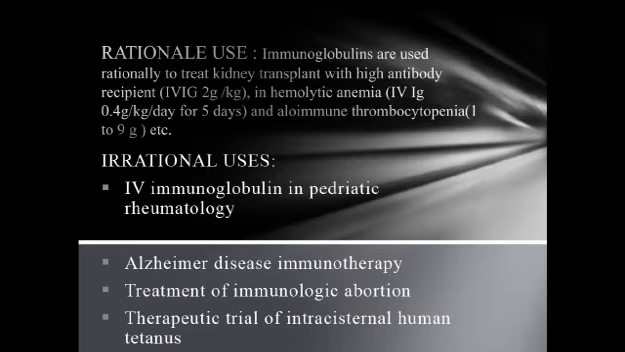Irrational uses: IV immunoglobulin in pediatric hematology, Alzheimer's disease immunotherapy, treatment of immunologic abortion, therapeutic trial of intracerebral human tetanus.